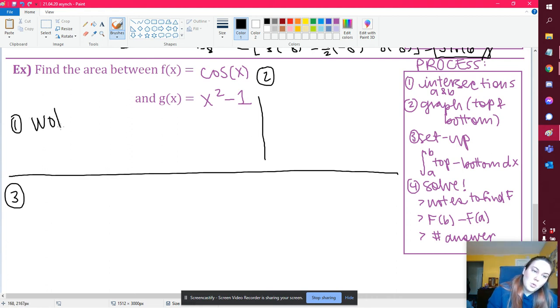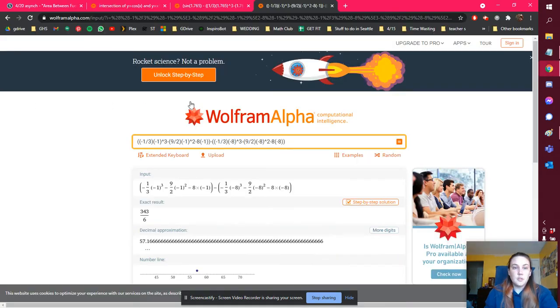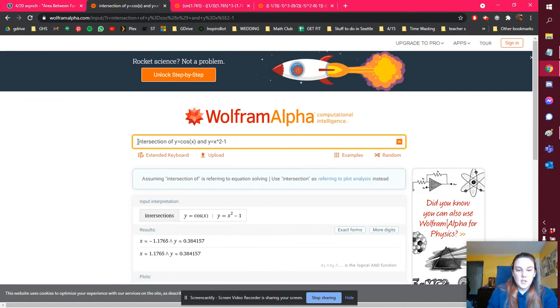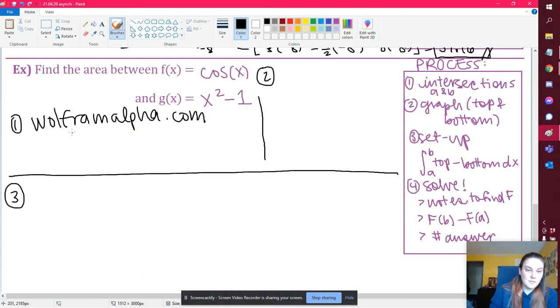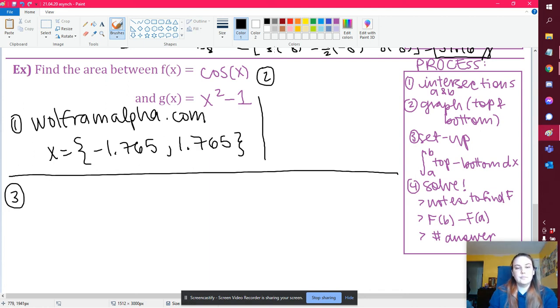I'm going to go to wolframalpha.com, and I'm literally going to type in the words intersection of cosine and x squared minus 1, right? And then I'm going to scroll down, and I'm going to see it's at these 2 points. Great. X equals negative 1.765 and 1.765. Done. That's my M by B, right?